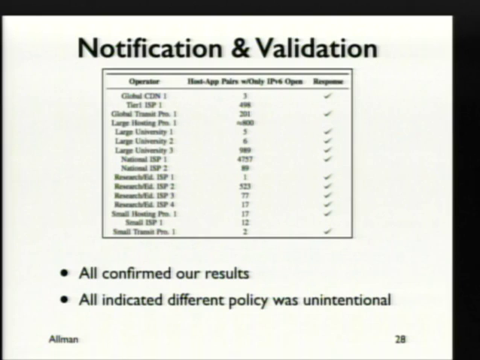Okay, so this is only 12. We identified policy discrepancies at a zillion places. So this is 12. This is not statistically significant or anything, but this is an indication that what we show is probably a problem.